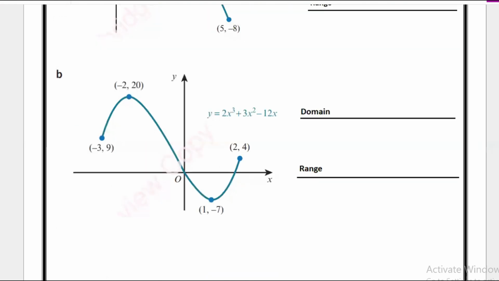Part b of this one is again domain and range. So domain, the minimum value of x is minus 3 and the maximum value of x is 2. So here minus 3 less than or equal to x less than or equal to 2, and the minimum value of y is minus 7 and maximum value of y is 20. So minus 7 less than or equal to y less than or equal to 20.